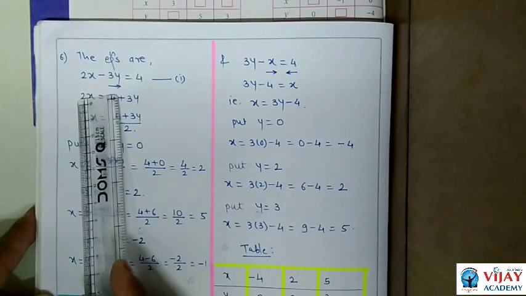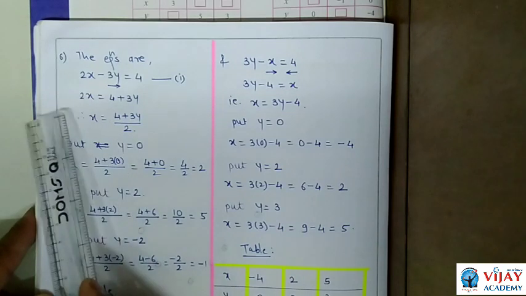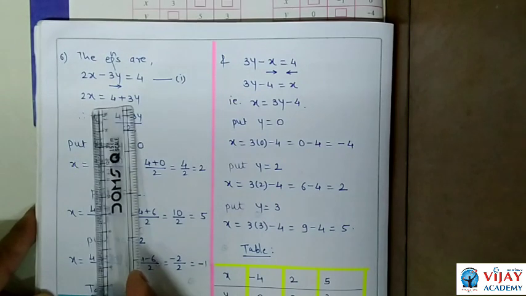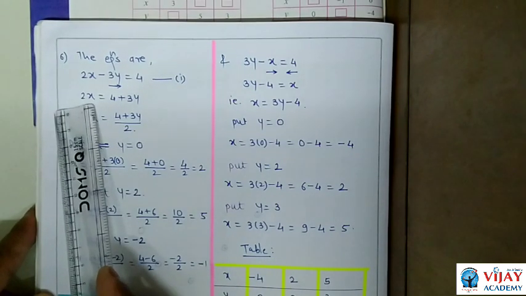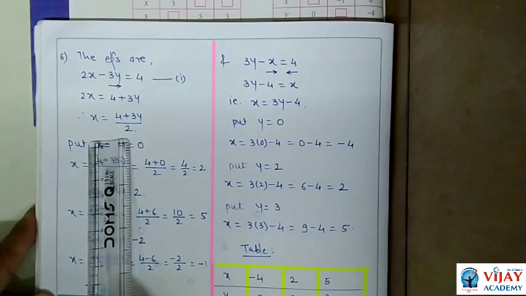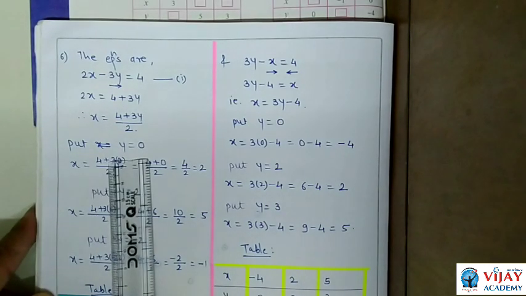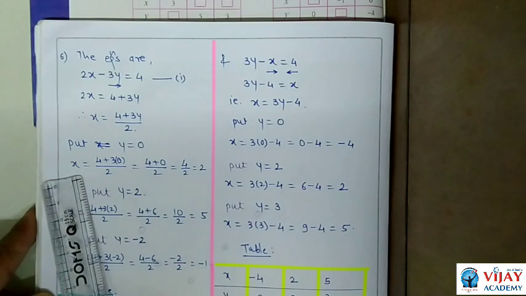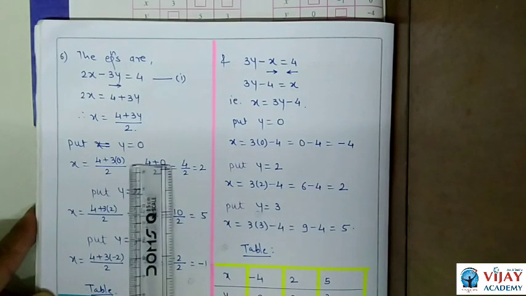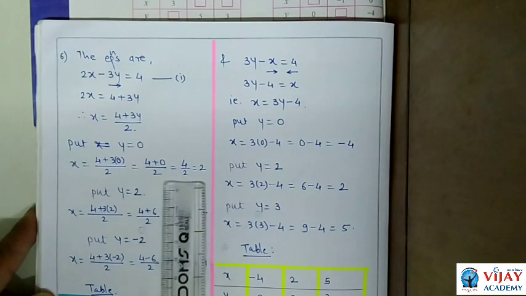2x - 3y = 4. 3y shifted to the RHS and 4 to the LHS. We get 2x = 4 + 3y. 2 shifted to this side, so we get x = (4 + 3y)/2. Now substitute the value y = 0. We get the value of x, that is (4 + 3 × 0)/2. (4 + 0)/2, because 3 × 0 is 0. 4/2, we get 2.